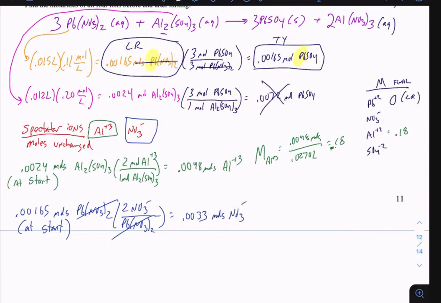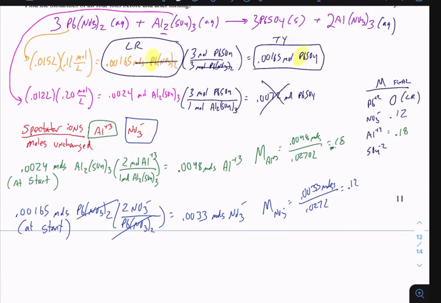Our total volume is the same for all ions because they're all in the same test tube. So molarity of nitrate is equal to 0.0033 moles over 0.027 liters. That's 0.12 repeating, so our nitrate is 0.12 molar. You guys still with me?